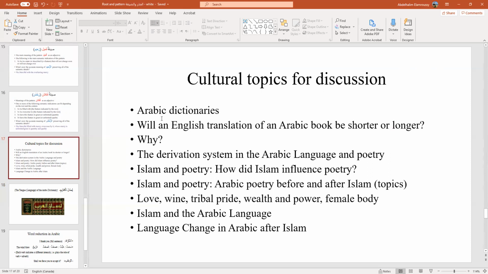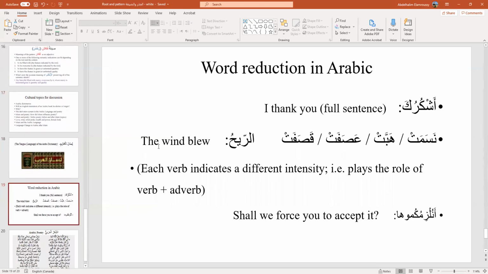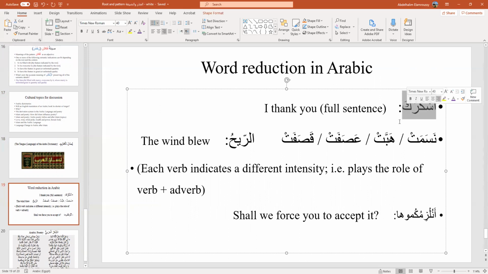Why is that? Because of, first of all, the 3D language of Arabic, but also because of something called word reduction in Arabic. Word reduction in Arabic, like if you say, for instance, ashkuruka. Ashkuruka here, this is a full sentence by itself. It has a subject, which is I, indicated by the conjugation with the hamza at the beginning. It has a verb, and it has an object, which is the kaf with the fatha, which indicates you in the masculine singular. So ashkuruka by itself means I thank you, and it's a full sentence.